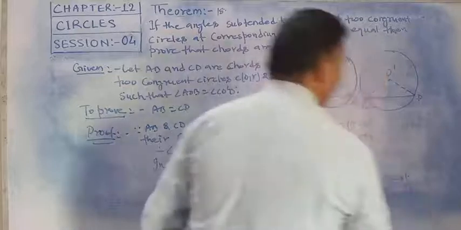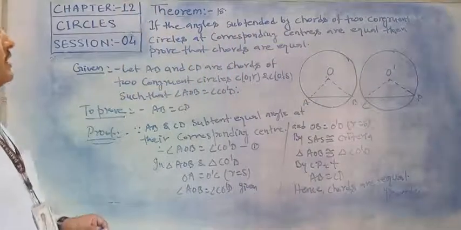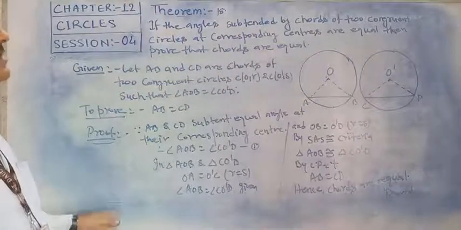So in this way, all the theorems of the first section of the circle are completed. That's all.